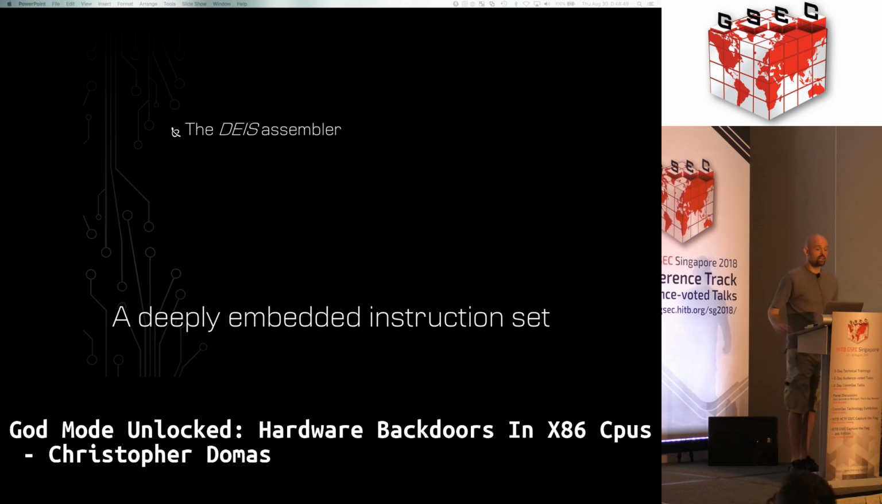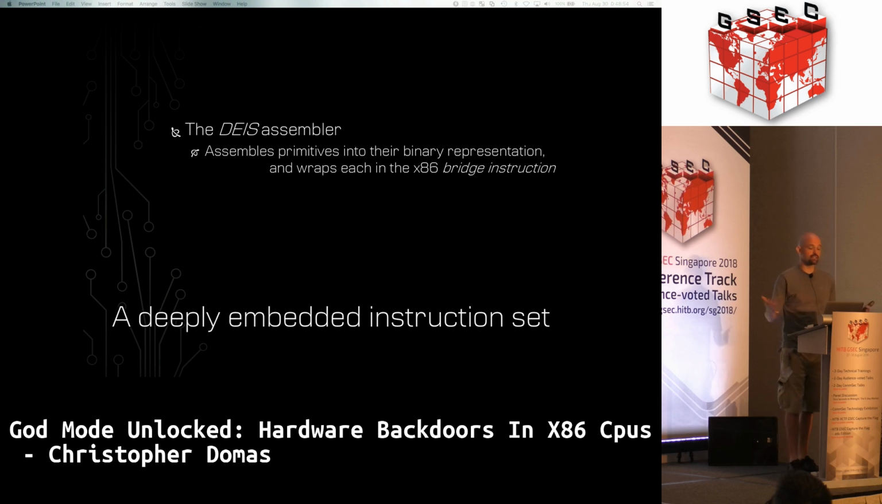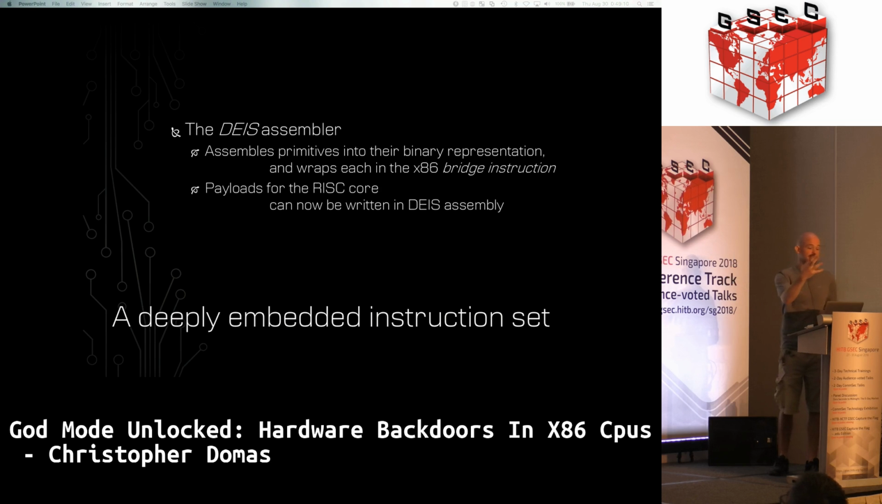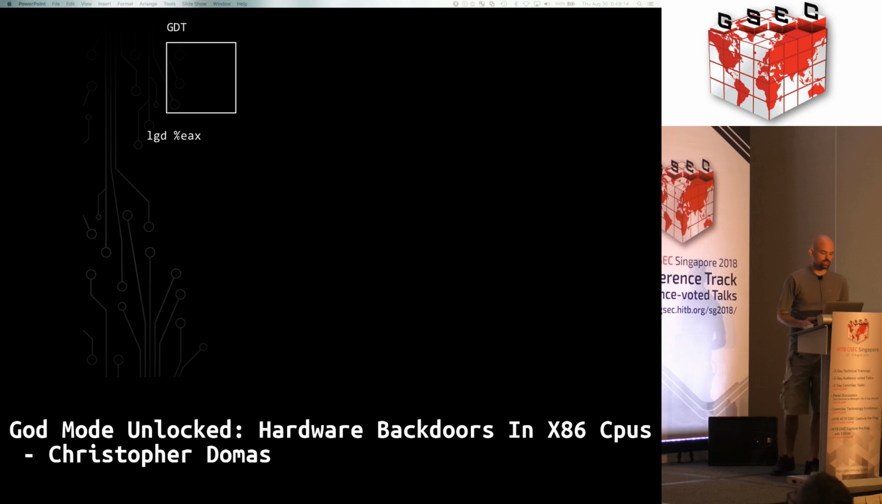But I basically threw all of this stuff into a custom assembler for this deeply embedded instruction set that I called the DICE assembler. Basically, it lets us write payloads in a higher level assembly representation and then assemble them down into their raw form. And the assembler is going to wrap each of those RISC instructions in the x86 bridge instruction so that we can send it from the x86 core over to the RISC core. So at this point, our payload looks something like this.